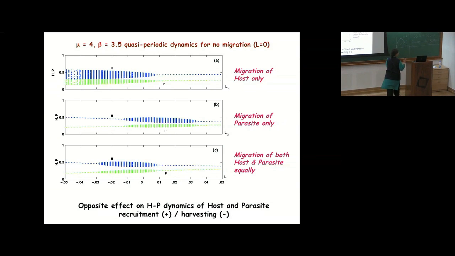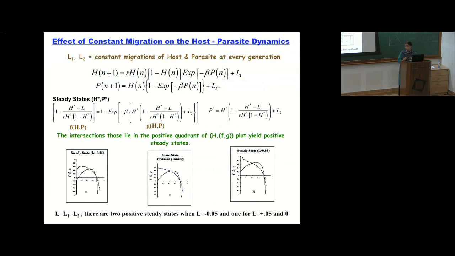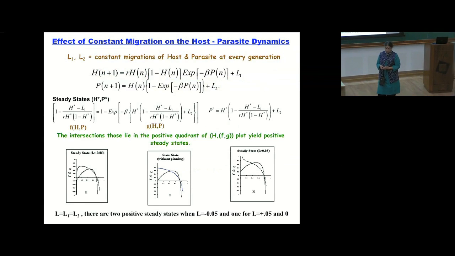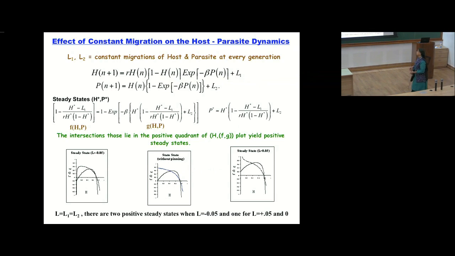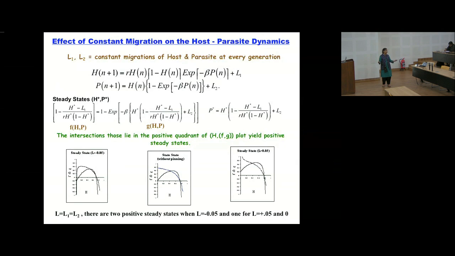What happens when they are in the lattice and migration is happening both ways? Because it has an exponential term, it's not easy to do a steady state analysis. It's not easy to get a closed solution for H and P. There are simple ways of doing it, graphical ways of doing it. So I just indicate you, these are the kind of things you should learn to do. If you have these equations with exponential terms, I can't really solve them fully. So what I do is I assume that at steady state, H and P don't change.